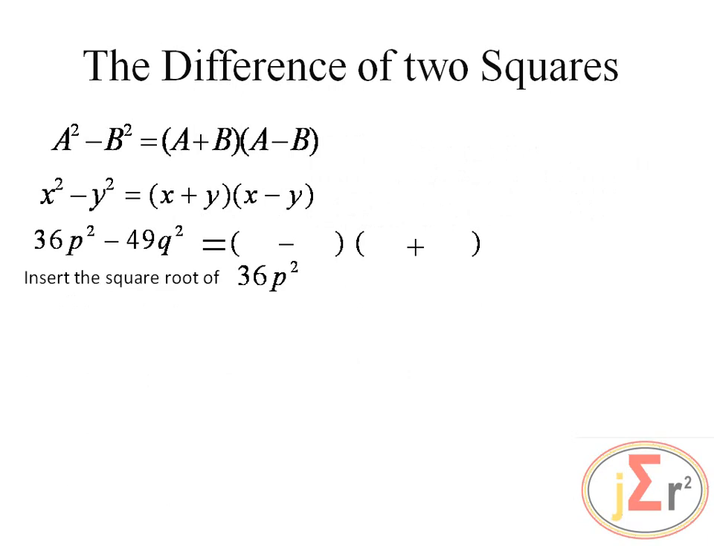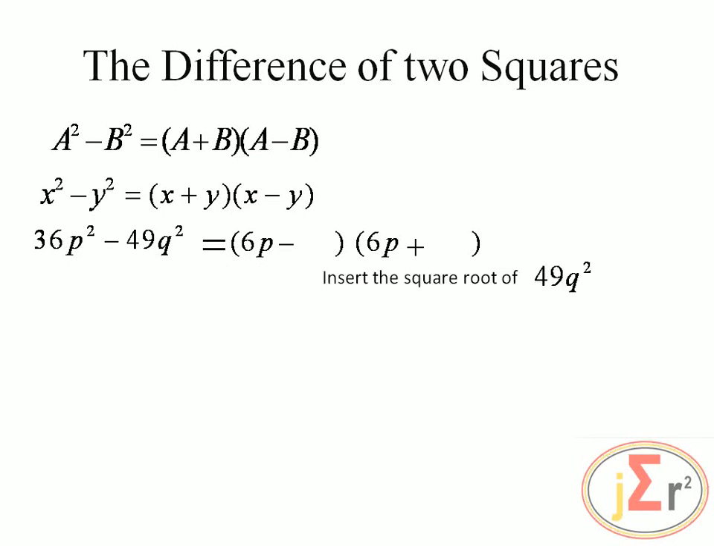Now we are required to factorize this. We have here a difference of two squares, and we factorize that by saying, what is the square root of 36p squared, or what did we square in order to get 36p squared? And that is no doubt 6p. And again, what did we square to give 49q squared? And that is no doubt 7q. And that is all that we are required to do for the factorization of a difference of two squares.